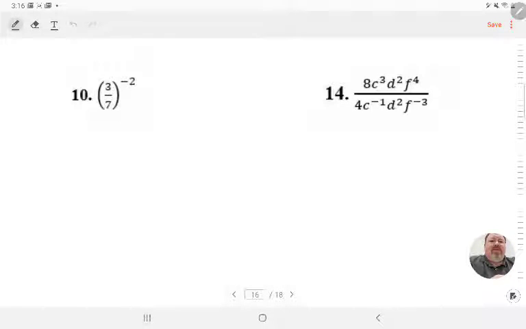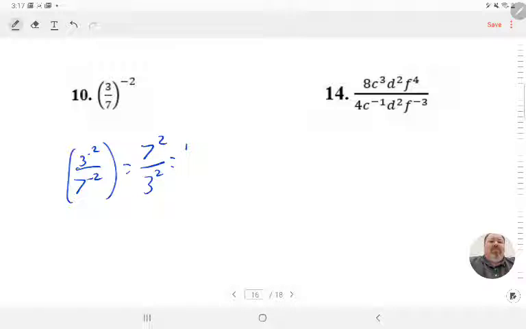So on the number 10, I have 3/7 to the negative second power. So I could say 3 to the negative second power over 7 to the negative second power. And then both of those are the reciprocal. So the reciprocal would be 7 squared over 3 squared. And that's going to give me 49 over 9, or 5 4/9. Okay? Now you try 14 and then come back and see how you did.